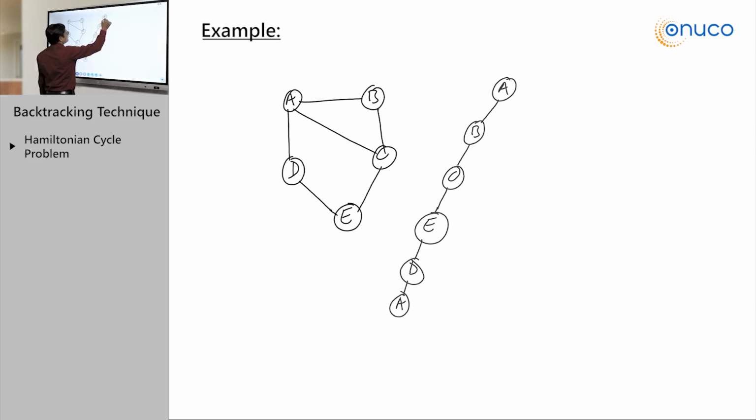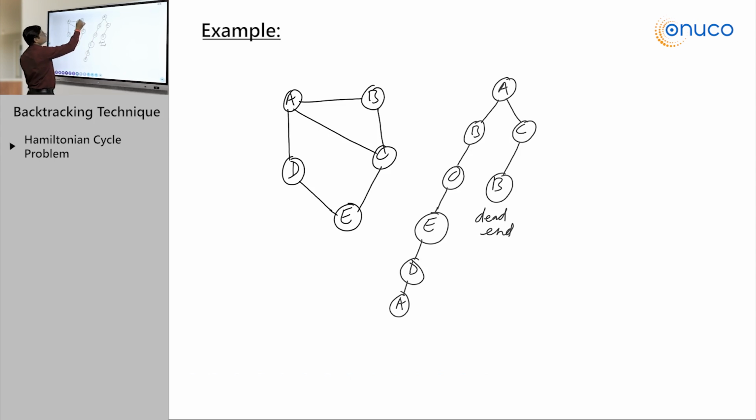Similarly, if we go A to C first, then C to B, there is a path, but B reaches a dead end. A to C, C to B, B to A, there is a path, but we have not visited D and E. Hence it is a dead end. So we backtrack to C and check whether we have any other path. No.